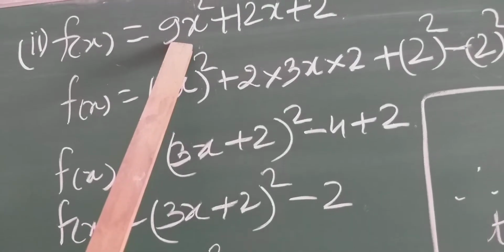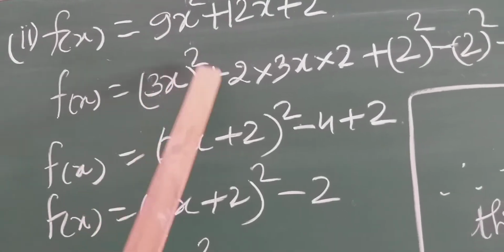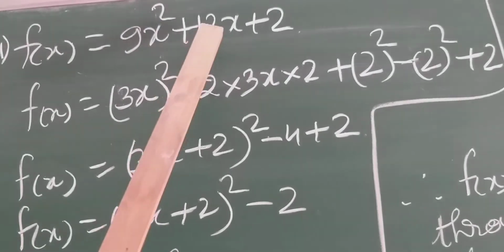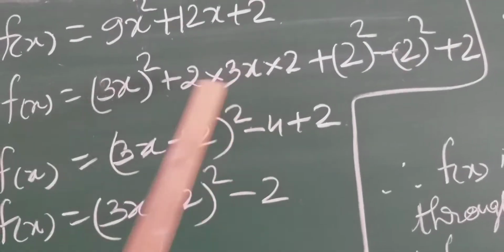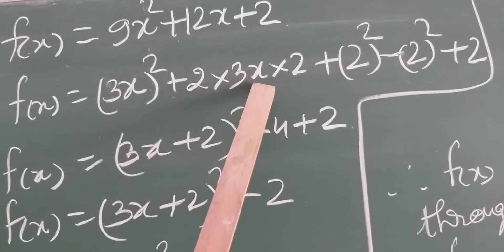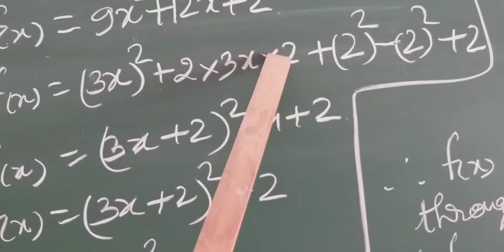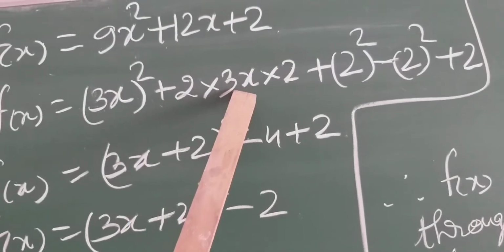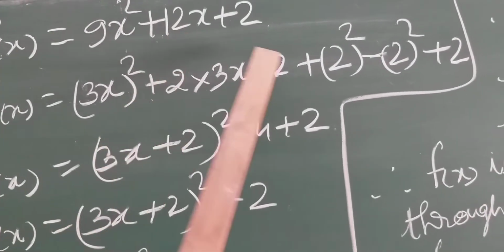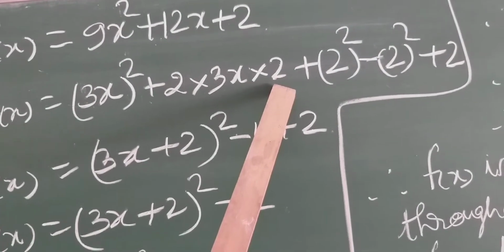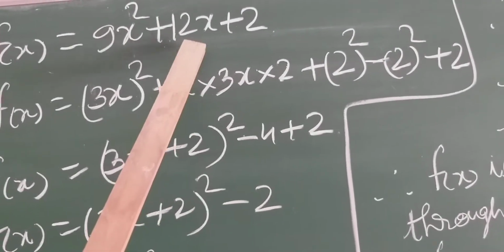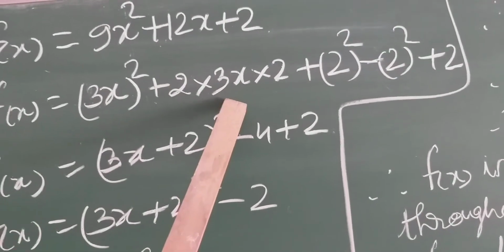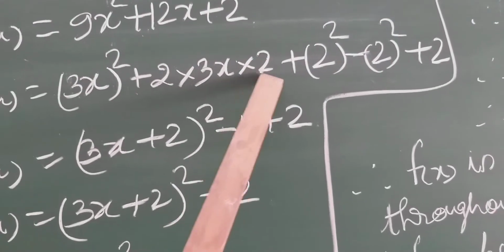So 9x square will be (3x) whole square, and 12x shows 2ab, 2 into 3x is the a value. Then we have to guess the value of b. 3 times 2 is 6, and here we have 12x. It means the value of b should be 2, so that the product will be equal to 12x. Okay students, so the value of b is 2.